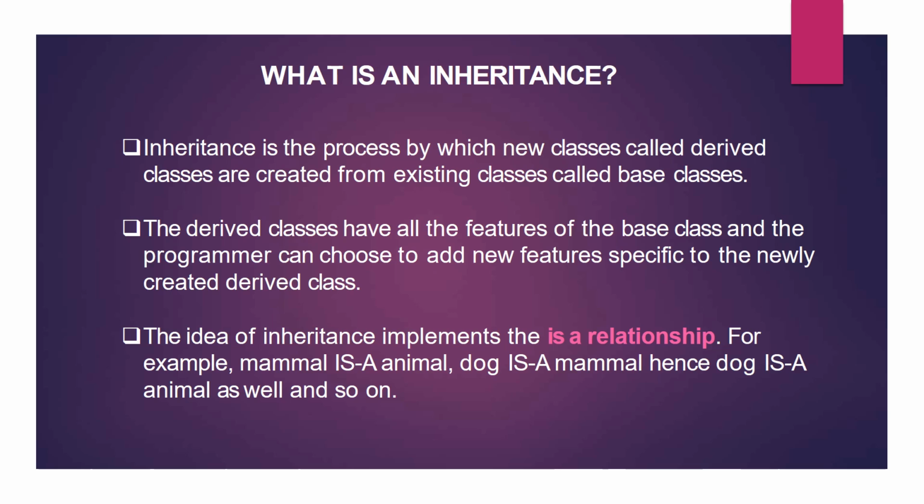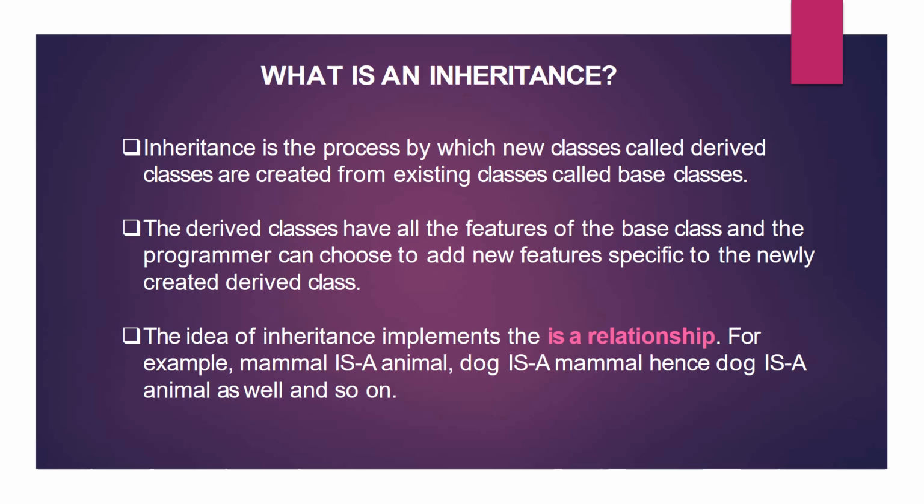We'll come again. Inheritance is a process by which a new class called the derived class is created from an existing class called the base class. The derived class has all the features of the base class, and the programmer can choose to add new features specific to the newly created derived class. The idea of implementing the is-a relationship: for example, a mammal is an animal, a dog is a mammal. Hence, a dog is an animal as well, and so on.